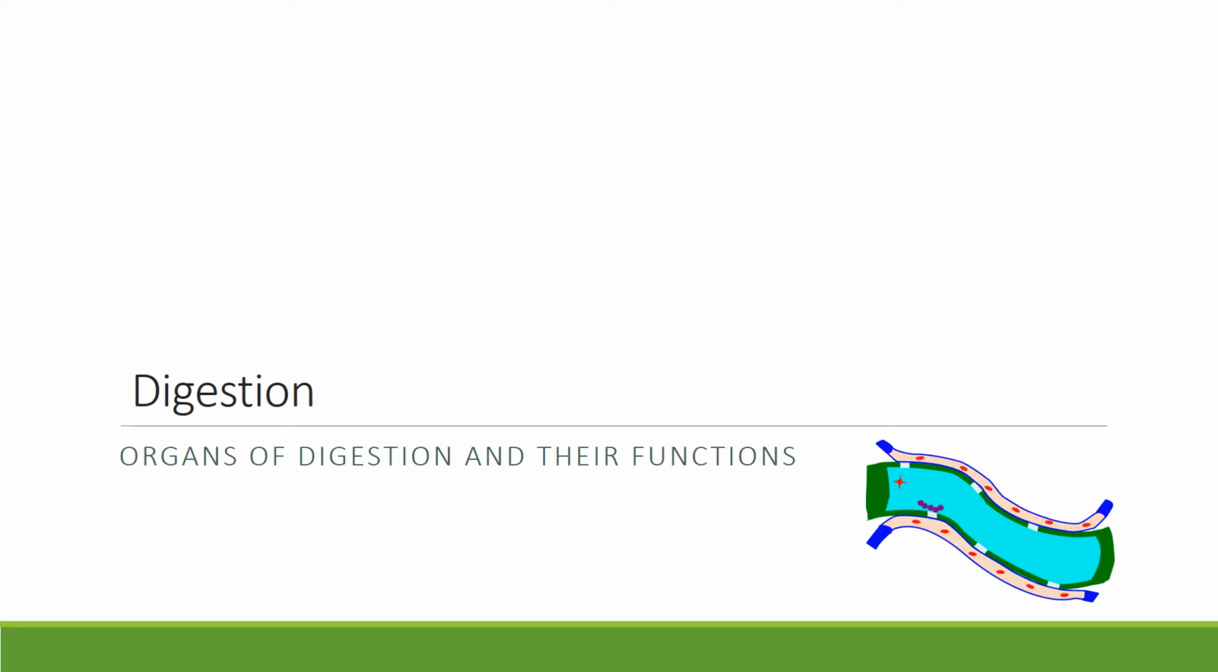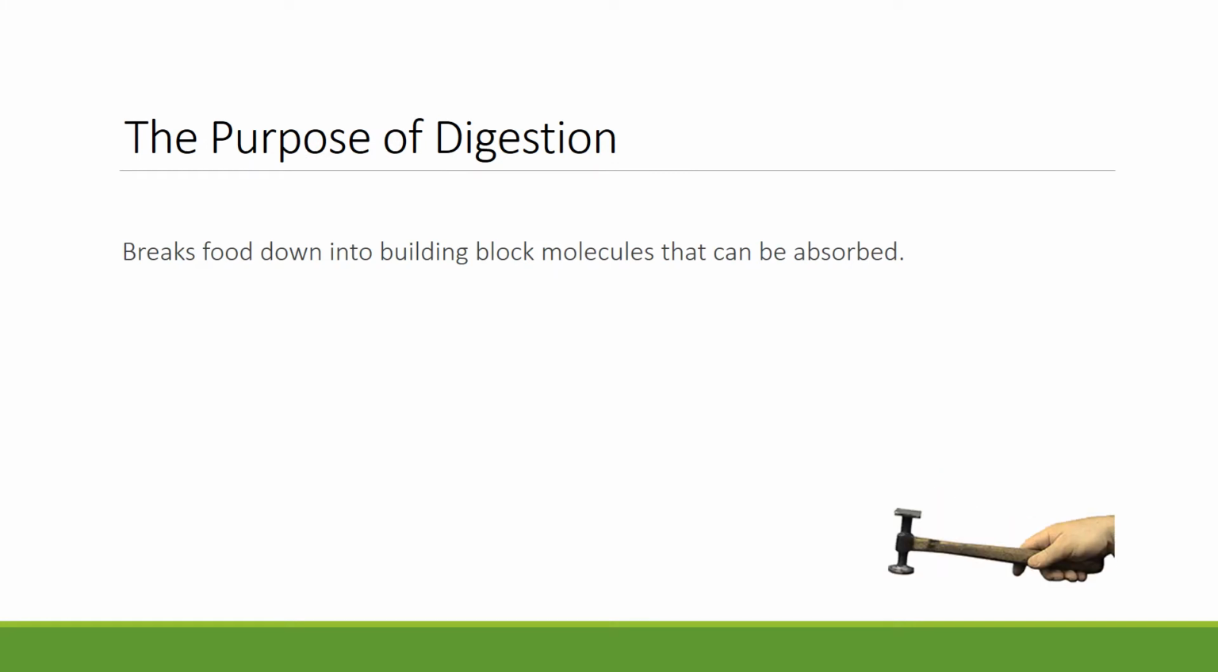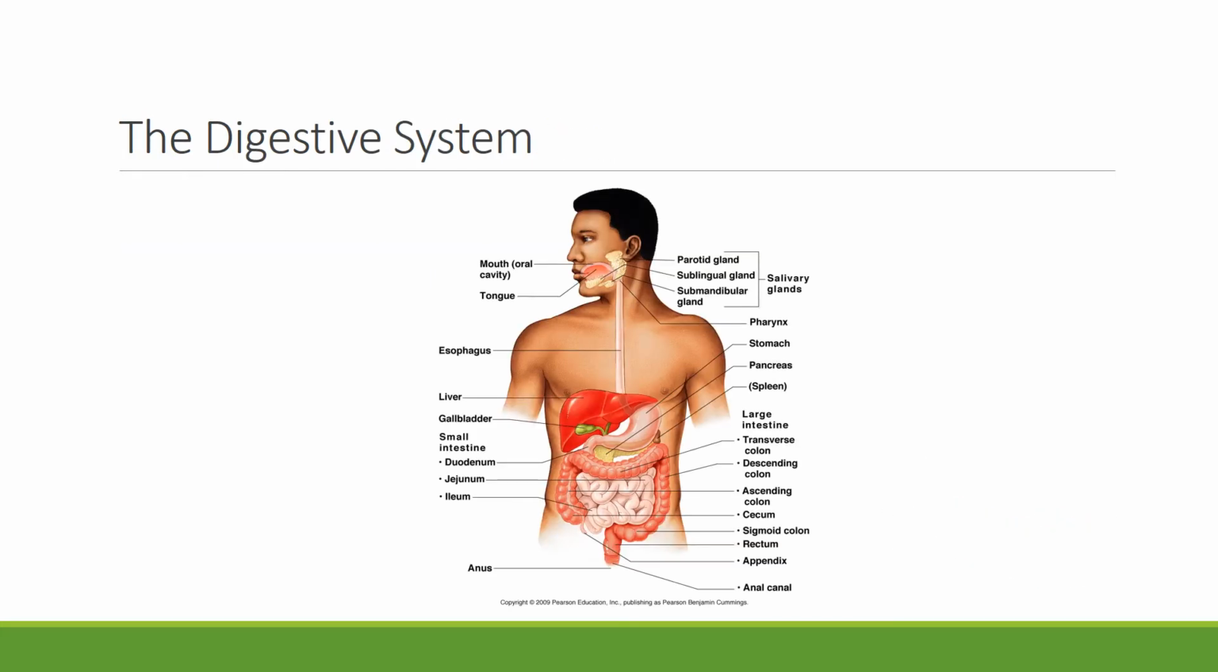This presentation covers the organs of digestion and their functions. Digestion is the process in which food is broken down into its building block molecules for absorption. Here is a diagram of the organs of digestion. It is important that you be able to identify these parts and know what they do.